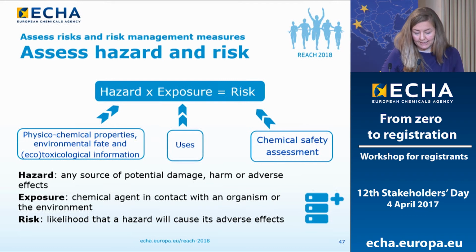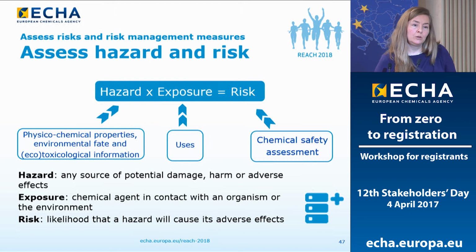So here, basically, this is a very basic slide just explaining that the risk is actually the hazard times the exposure. You then document the risk in a chemical safety assessment. You would need to do a chemical safety assessment if you manufacture or import more than 10 tons of the substance. So if you are in the lower tonnage band, then you would not need to do it.